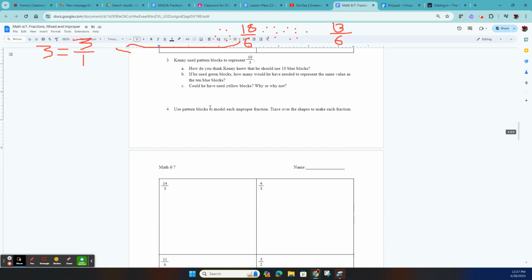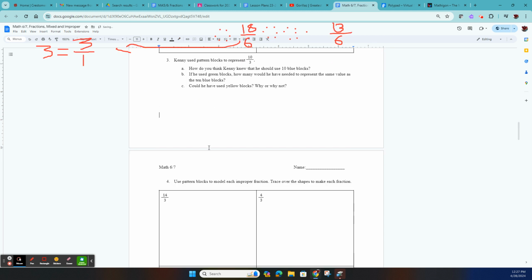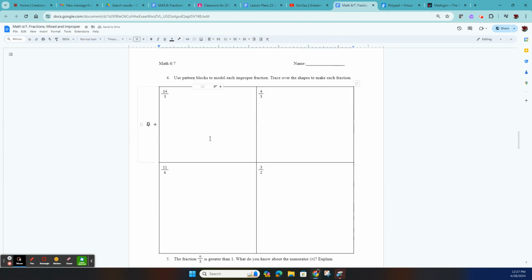Question 4, it says, use pattern blocks to model each improper fraction. Trace over the shapes to make each fraction. So I don't want you guys drawing these because it's kind of hard. Use the actual blocks you have in your desks to trace. Okay, that's what you should have done.